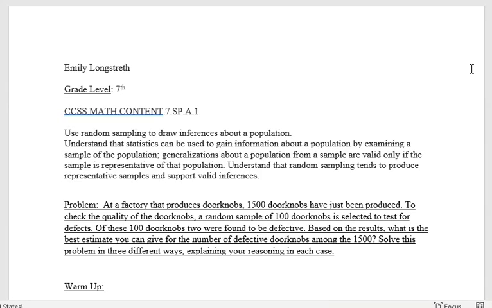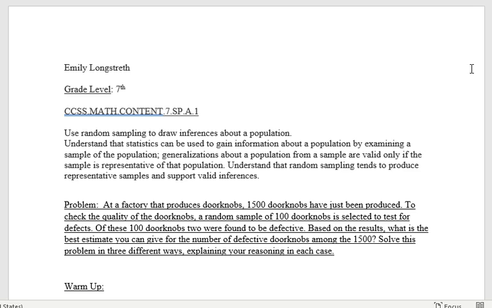Hello. Today we have problem 15.1, number 7. The grade level that I chose to teach this problem at is 7th grade. The Common Core State Standard that I chose is from a 7th grade level. The Common Core State Standard says, use random sampling to draw inferences about a population.